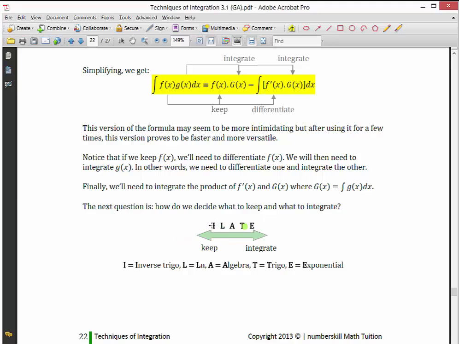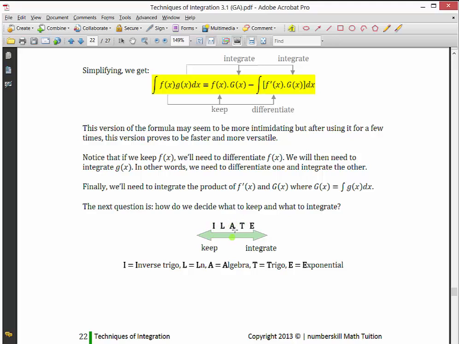Alright, pay attention people, what is this ILATE? Think of it like a spectrum. It's a general guideline. Anything on the left you keep, anything on the right you integrate. I stands for inverse trigo, L for ln. These two are the things that you cannot integrate directly anyway. Understand? You cannot integrate ln and immediately get an answer.